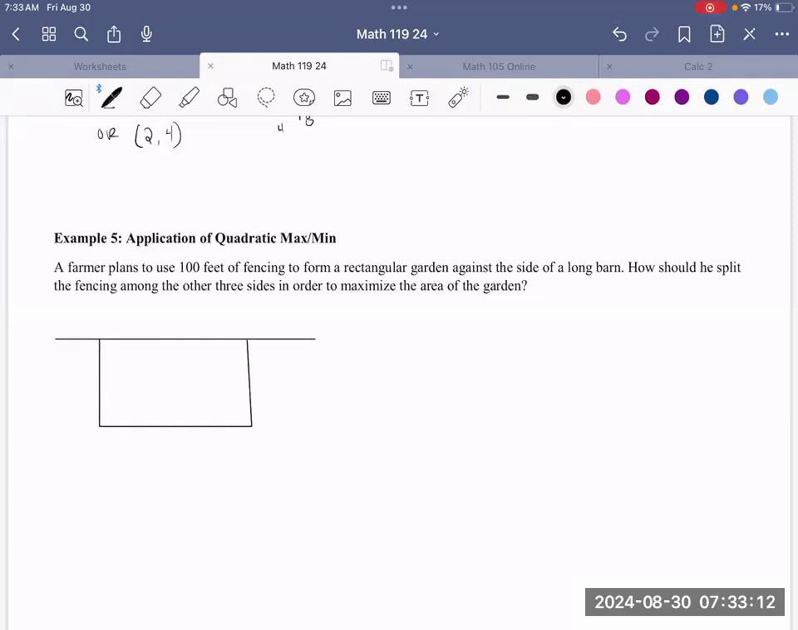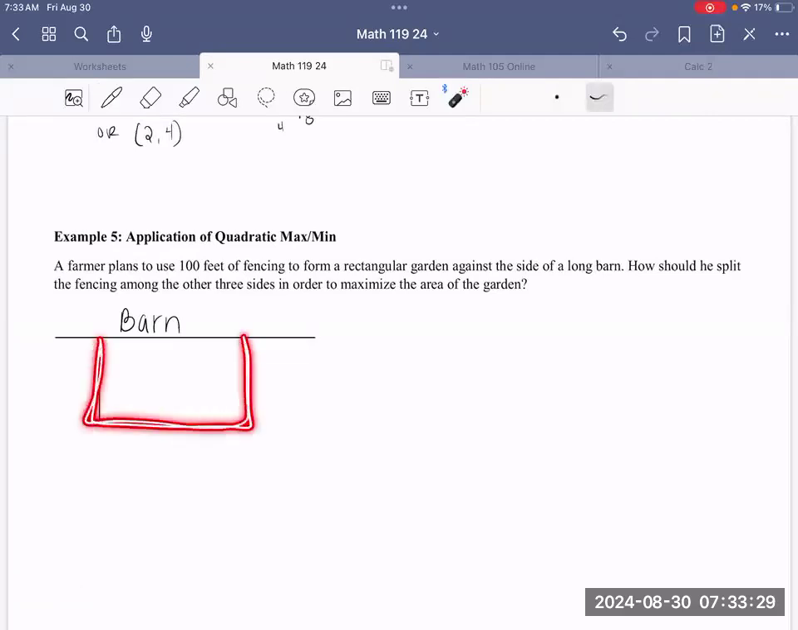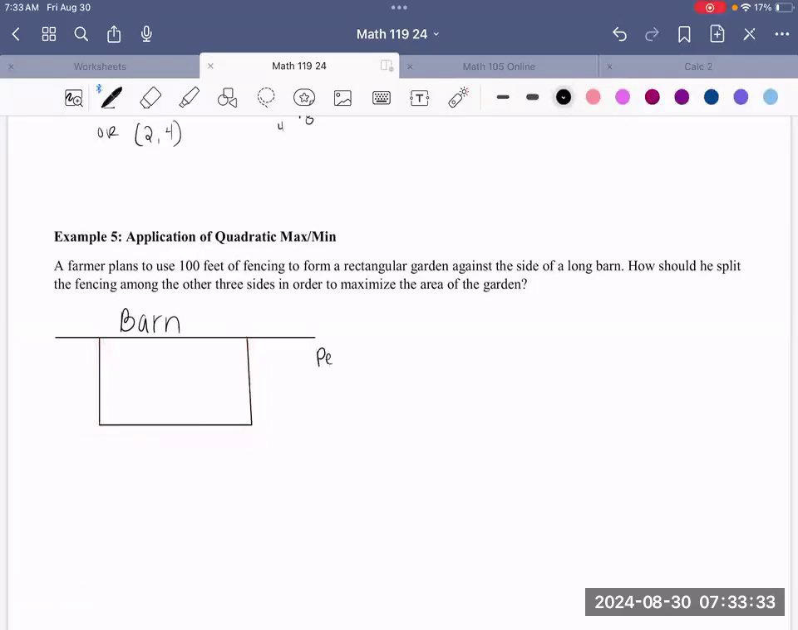So first off, we have a rectangular garden. One side is going to be the barn, and on the inside will be the garden itself. He tells us that he plans to use 100 feet of fencing. That 100 feet will go around those 3 sides, which means he's given us the perimeter.